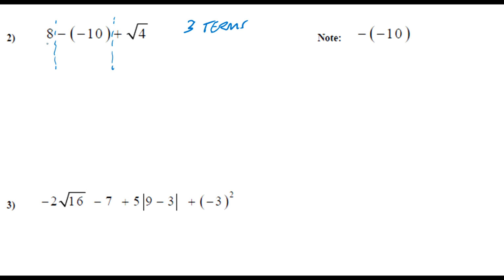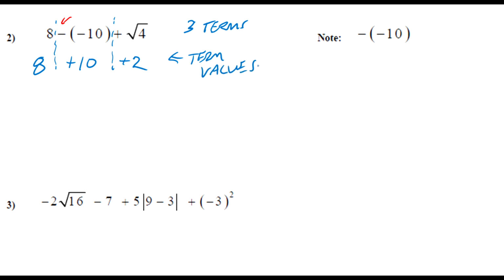So the value of the first term is just 8. The value of the second term, well, this is the opposite of -10, and the opposite of -10 is a +10. So the term value would be +10. And then the square root of 4, the square root of 4 is a +2. So again, I want to know all my term values, and it doesn't matter the order in which I do that.